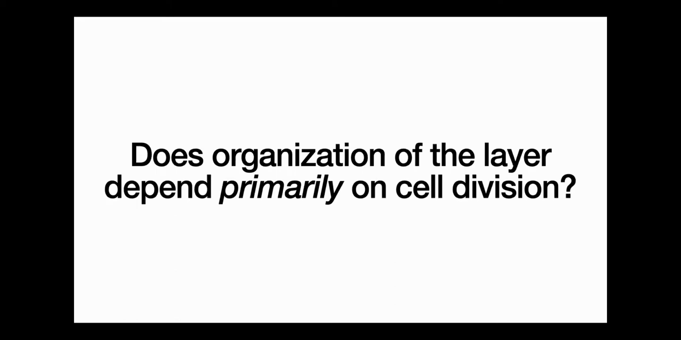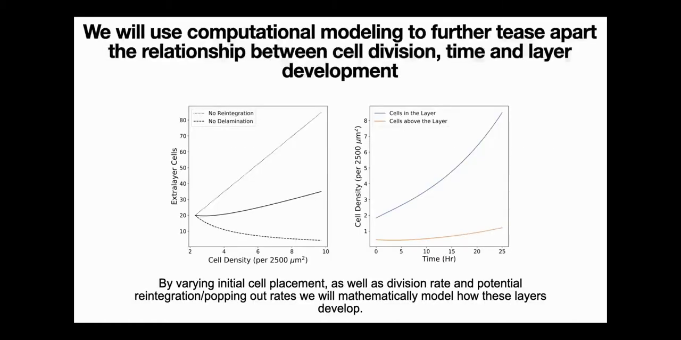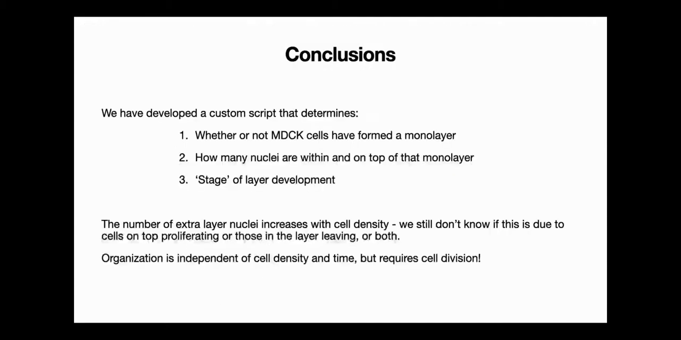We want to look into this in a little bit more detail, and how we're going to do this is to build a computational model to further tease apart the relationship between division, time, and layer development. So by doing it this way, we can manipulate individual variables and see what combination of variables actually are giving us the layers that we see. So with that, I'll just conclude.